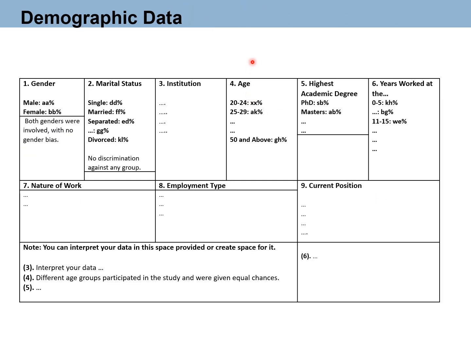We continue. You have to state the demographic data: the gender, marital status, institution, age, highest academic qualification. Well, it depends. For me, this is what I was able to formulate in the demographic data: the nature of work, employment type, current position, and then you create space for interpreting. For example, look at the gender: male so percentage, and female so percentage. So both genders were involved; there was no gender bias. You have to state, justify and explain everything that you have done on that demographic data. The demographic data is important.